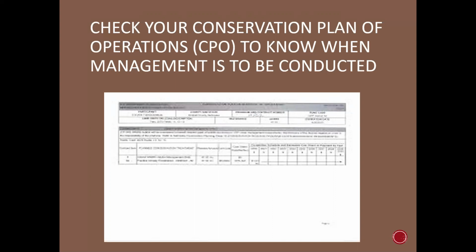You'll see something similar to this. It's called the Conservation Plan of Operations, or CPO, as well as within your conservation plan. It'll have the year that it needs to be done, what management you are doing, and the CPO also has the cost share rate. So a lot of information can be found within this document. If you don't have a copy for your CRP, be sure to look for it.